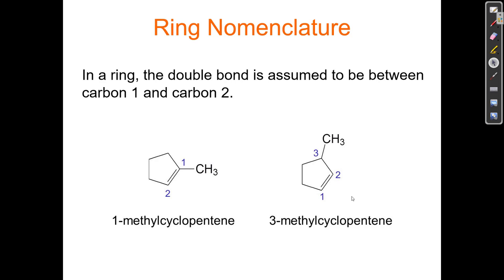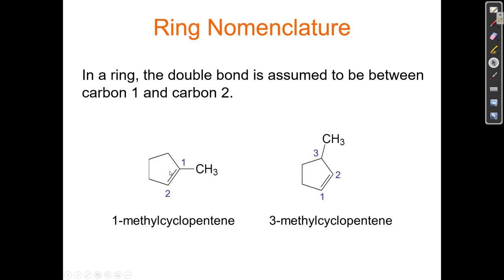But now it's in a ring, so all I have to do is add cyclo. Cyclo indicates that there's a ring. So it's hexane when it's in a chain, and it's cyclohexane when it's in a ring. So if it were just an alkane, it would be cyclopentane, but since there's a double bond, we call it cyclopentene. And if it has a branch on it, then I have to start numbering the ring somewhere.